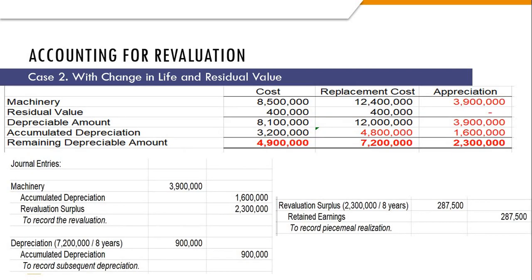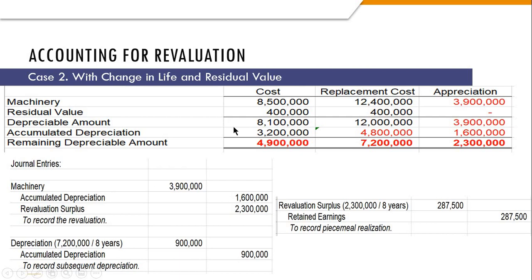Now, again, case 2 pa rin tayo na with change in useful life and residual value. So, to continue the illustration, eto na siya. So, again, ito yung cost. Ito yung replacement cost. So, 12.4 million minus 400,000, that's 12 million. Okay? And then, the accumulated depreciation on the original cost is 3.2 million, while the accumulated depreciation naman on replacement cost is 4.8 million.